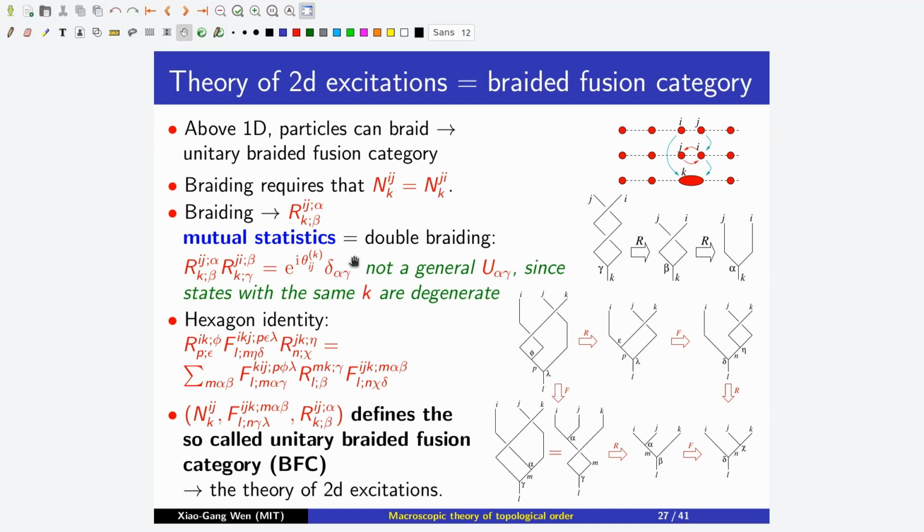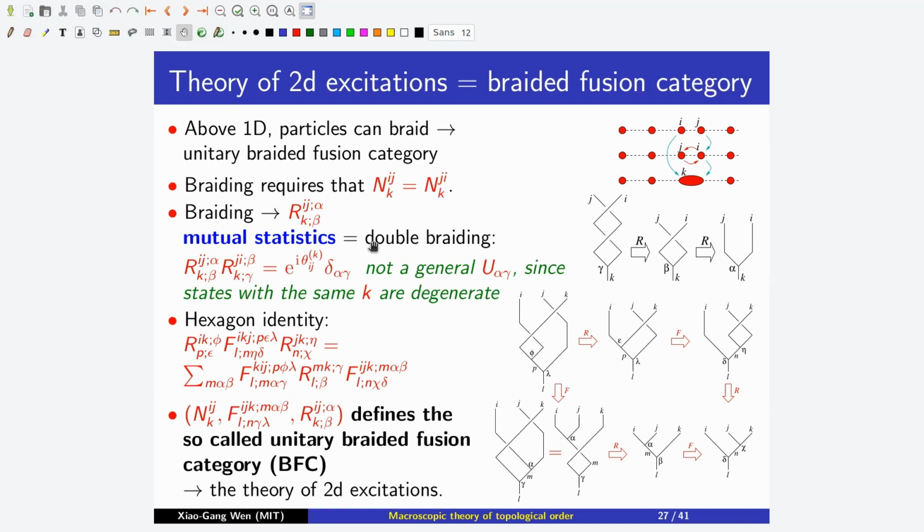You can choose a basis, and this unitary matrix can be diagonalized. So therefore, braiding I around J still gives a phase factor. But you may get a different phase factor for different cases, because this matrix is not one-dimensional. What the different phase factor really corresponds to is called the fusion channel.